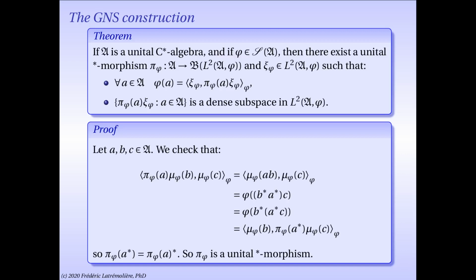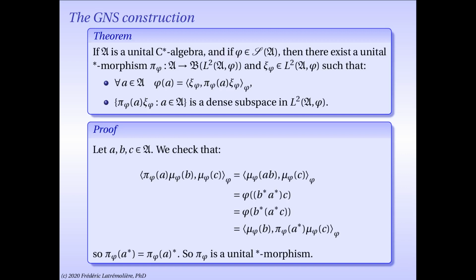So how do I calculate the adjoint of pi sub phi of A? I give myself two vectors in L2. I'm again going to take first vectors of a special form. Namely, I'm going to take B and C elements of my C-star algebra, and I'm calculating the inner product of pi sub phi of A applied to mu sub phi of B with mu sub phi of C. First of all, what is pi sub phi of A applied to the vector mu sub phi of B? That's the vector mu sub phi of AB. That's my definition of my action. And then, what is this inner product? Well, it's phi of B star A star times C. That's my definition of my inner product.